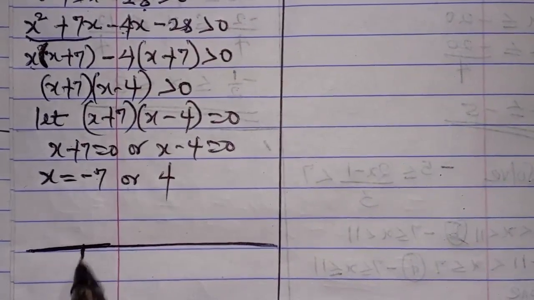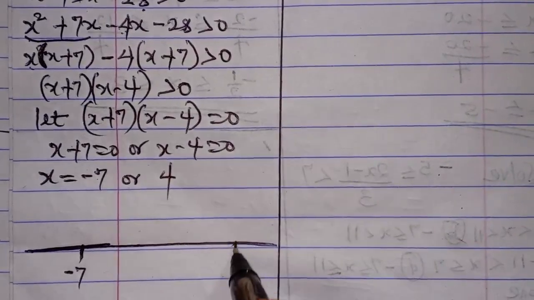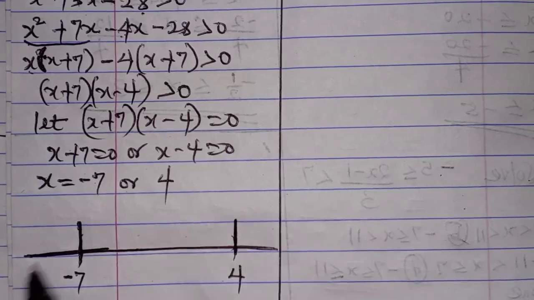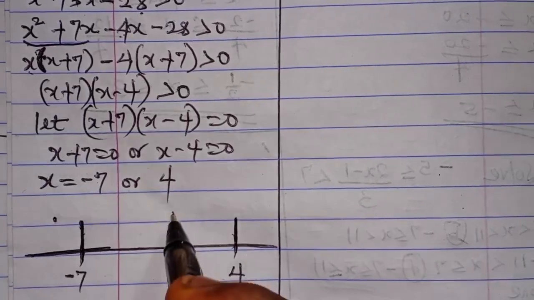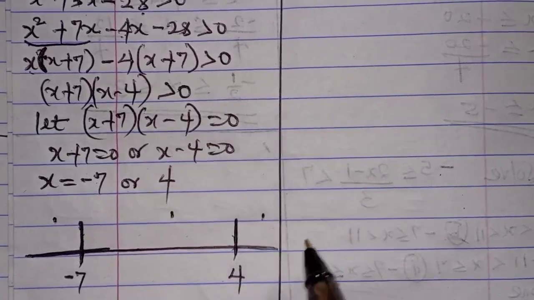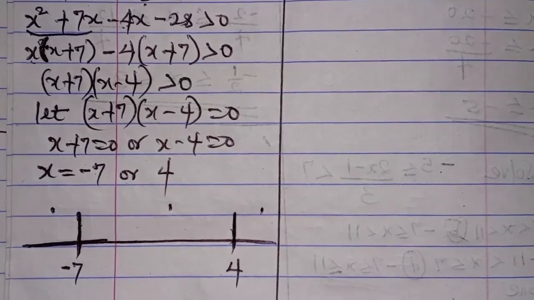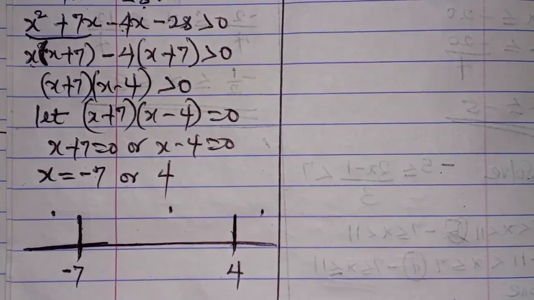I'm having minus 7 at the left and 4 at the right. We have 3 regions here. This is one region, this is another one, and this is another one. So I want to verify or determine which of these regions will satisfy the inequality.